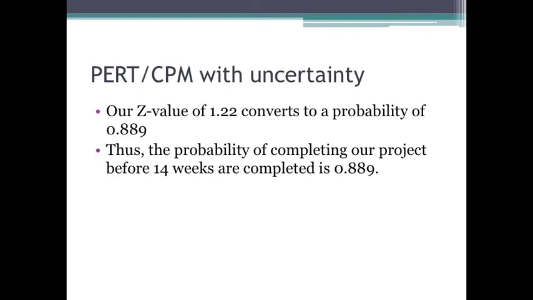So that is how we solve a problem with PERT CPM with uncertainty. We first convert the minimum, expected, and maximum values to a mean task time. We then use that mean task time and good old PERT CPM to find our critical path and mean project completion time. We use the variances of the tasks along the critical path to find the standard deviation of the project completion time. And then we find where our deadline fits on that normal curve to find the probability of completing the project by the deadline.